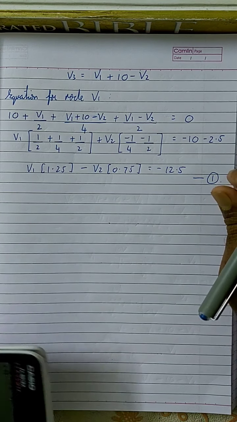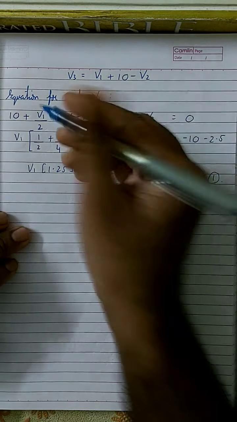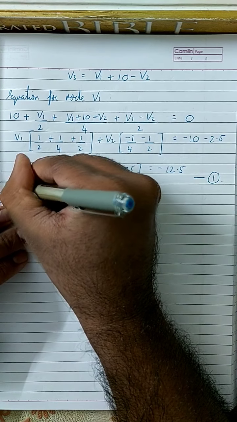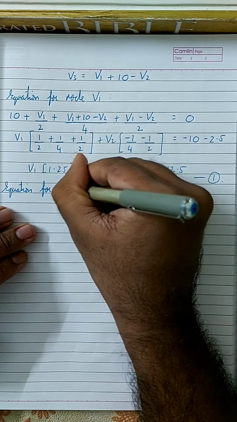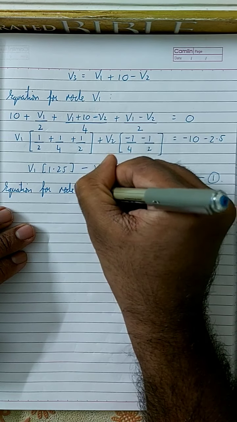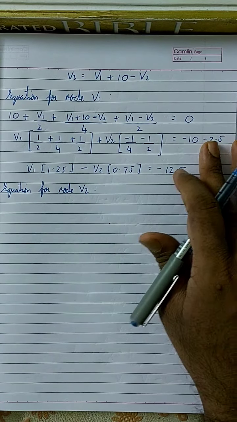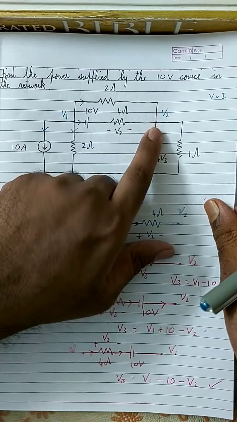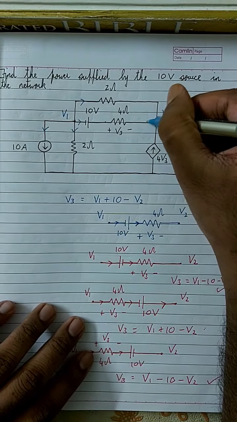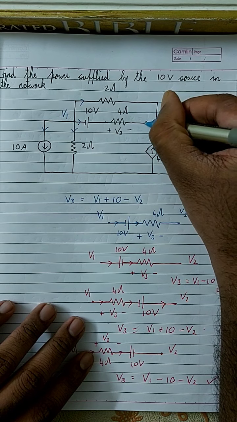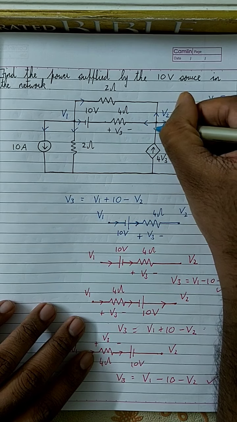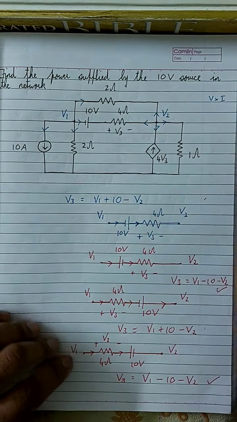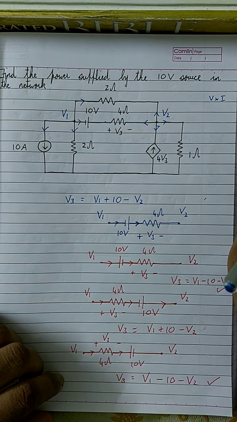Now let's write the second equation. Equation for node V2, right? Let's see. This is the equation for V2, which means I'm going to assume this direction is like this. All the directions of this junction are like this. Okay, all in the opposite direction, right? So let's start. Which one do you want to write?